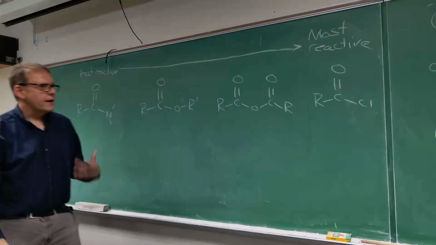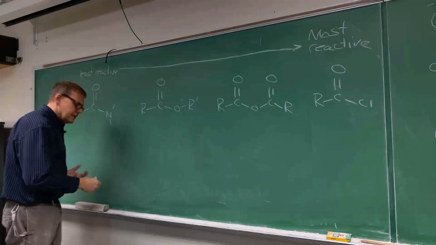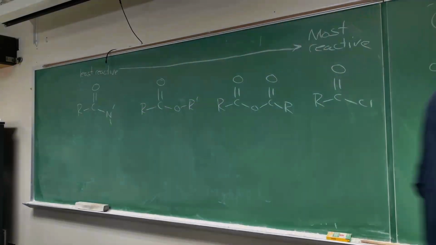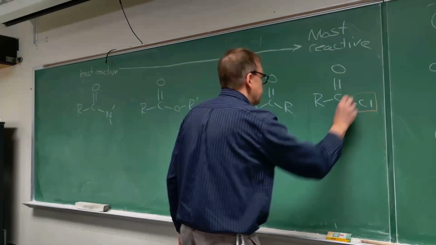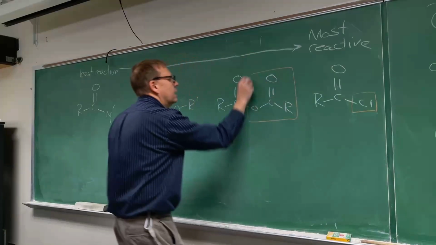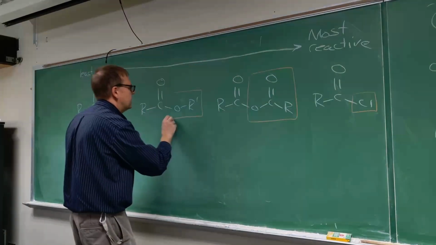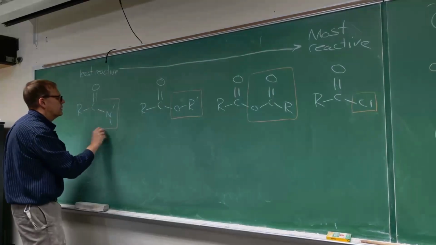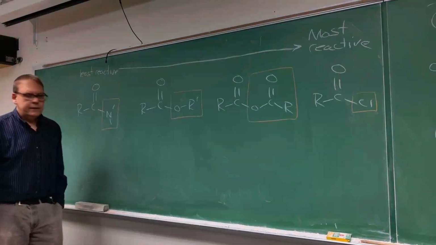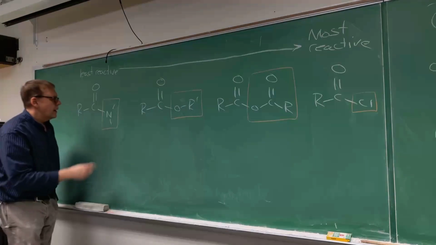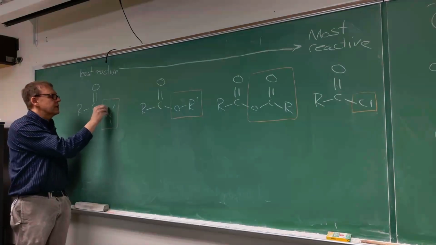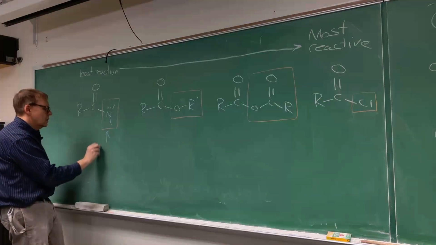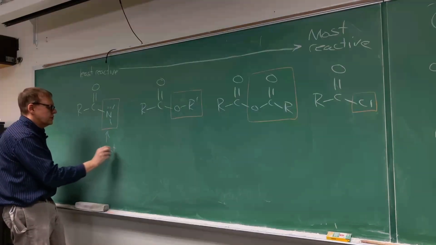The reason that they are this way has to do with the difference being a reflection of their leaving group ability. The thing that's different about these guys is this bit. Like, what is the piece that's attached to the carbonyl that could potentially leave? And the reason that they are the way they are, like that this is least reactive, is because nitrogen's a very poor leaving group. It leaves as a very strong base. So this is the worst leaving group.